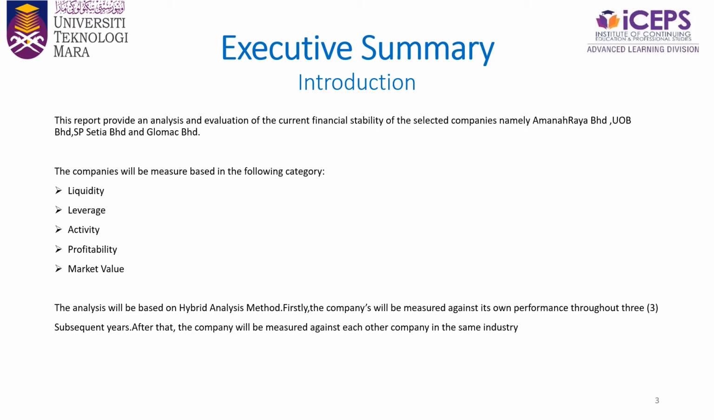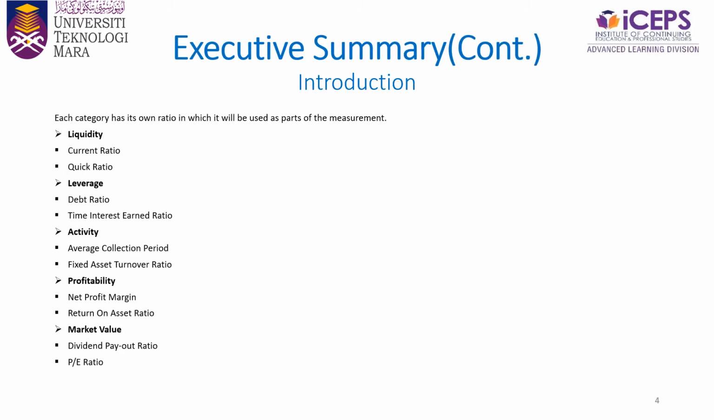The analysis will be based on the hybrid analysis method. Firstly, the companies will be measured against their own performance throughout 3 subsequent years. After that, the companies will be measured against each other in the same industry. Each category has its own ratios which will be used as parts of the measurement.